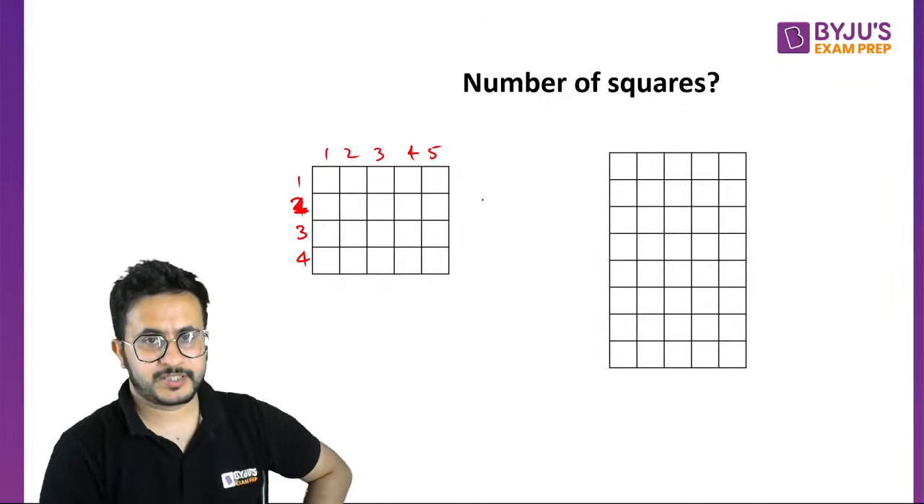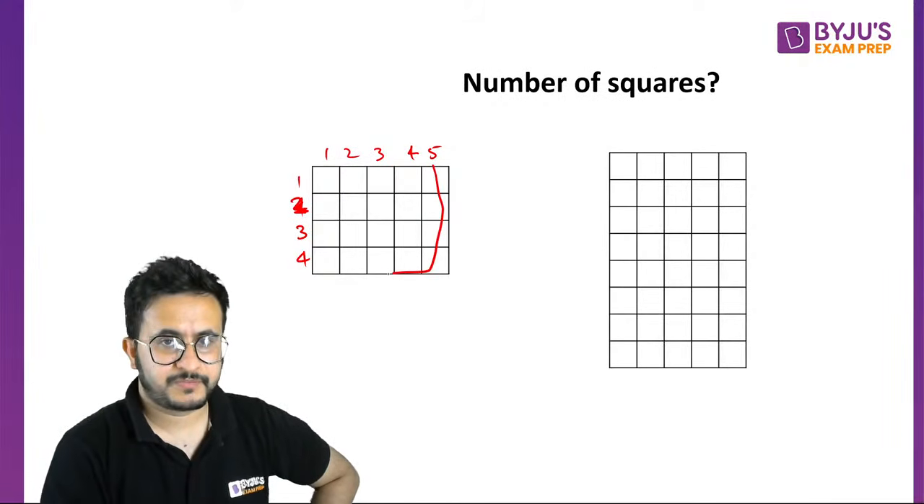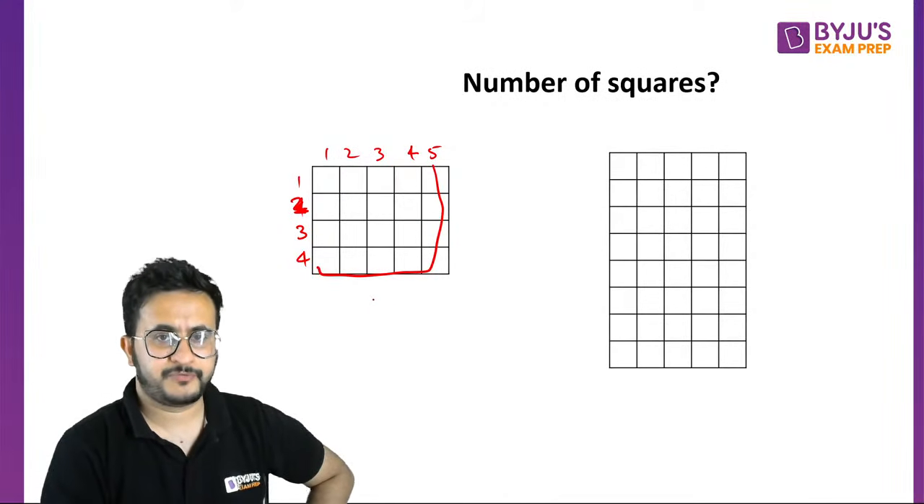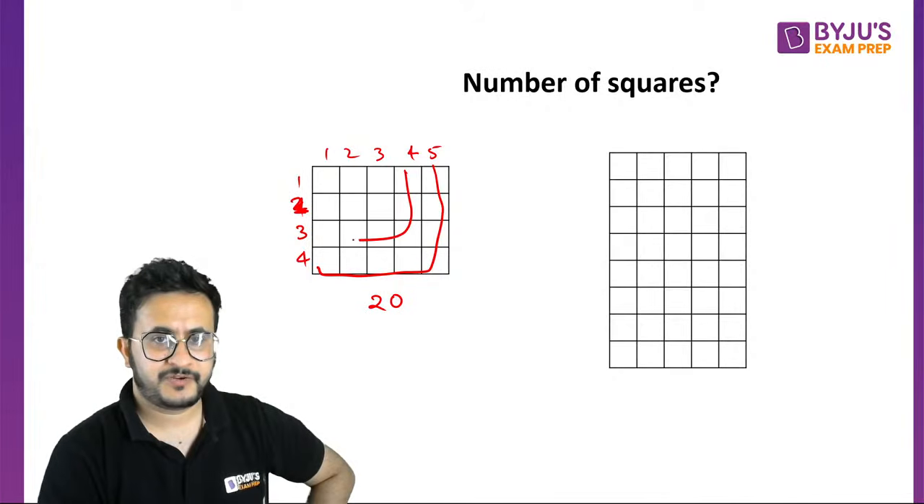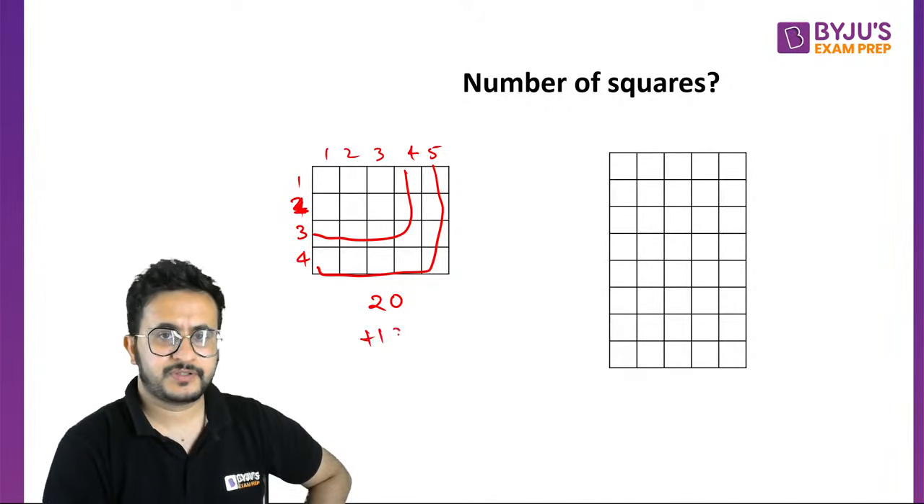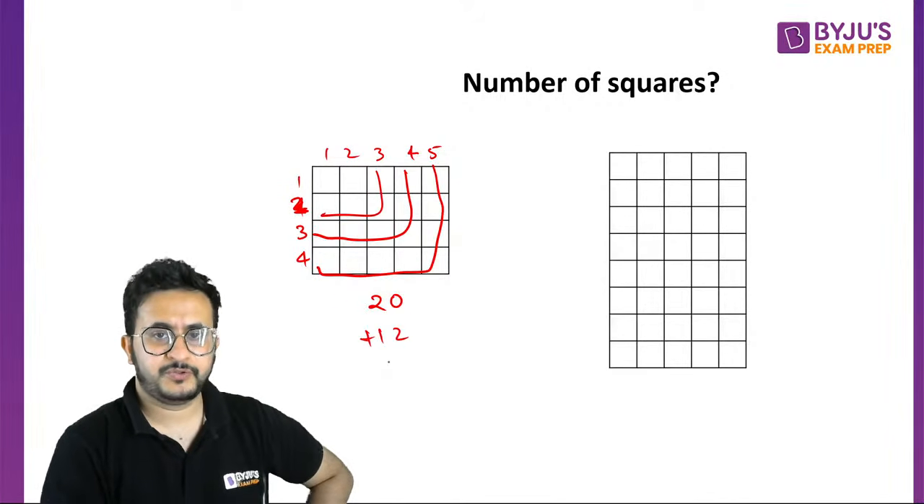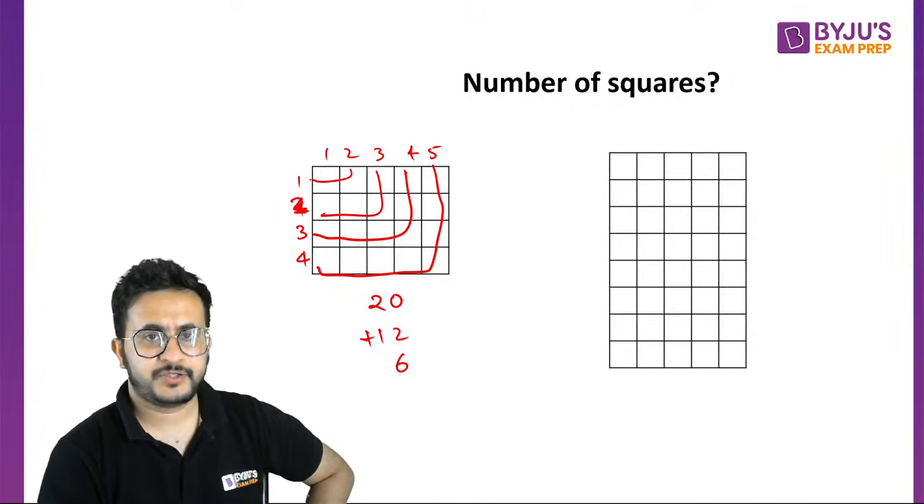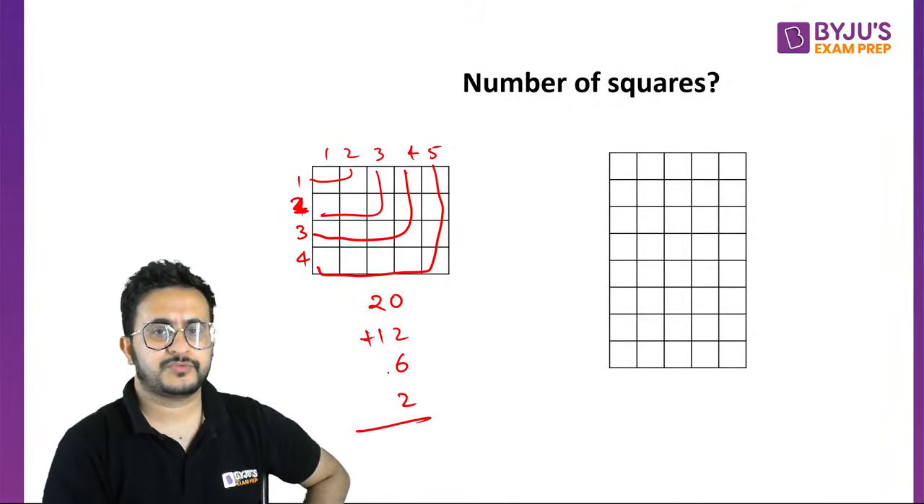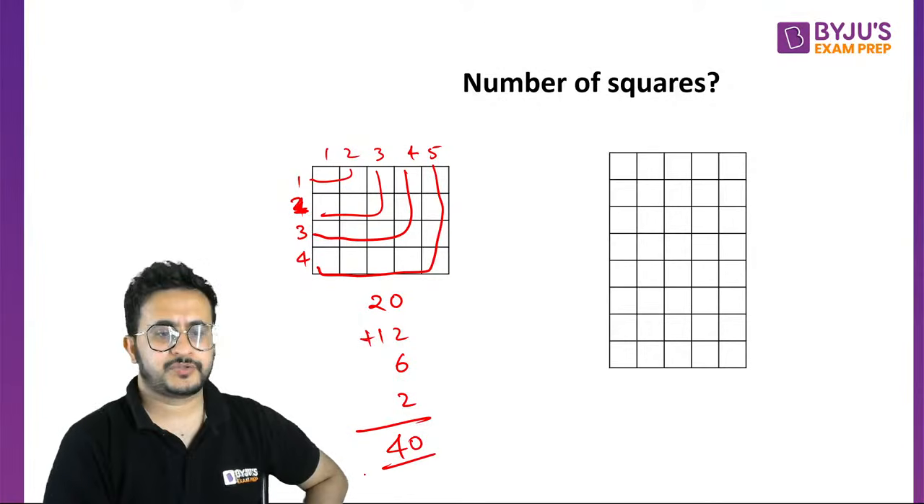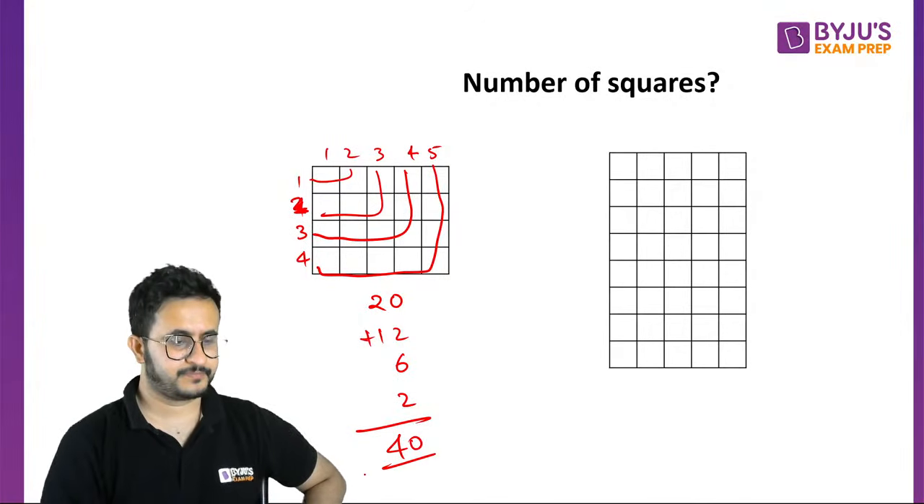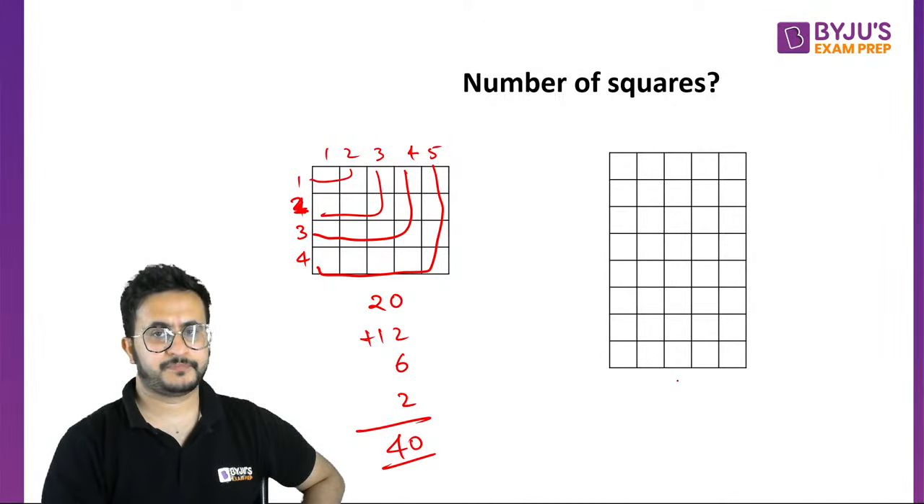So how to do this is, right, first multiply 5 by 4. 5 by 4 is 20. Then we have 4 into 3, that is 12. Then you have 3 into 2, that is 6. And 2 into 1, that is 2. Add them all, that is 40 squares. The answer will be 40.